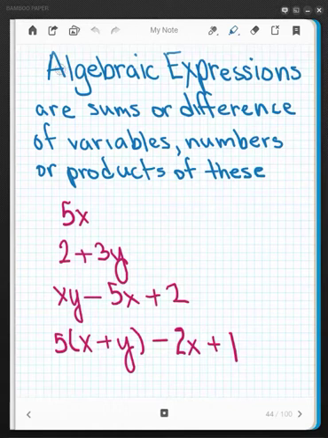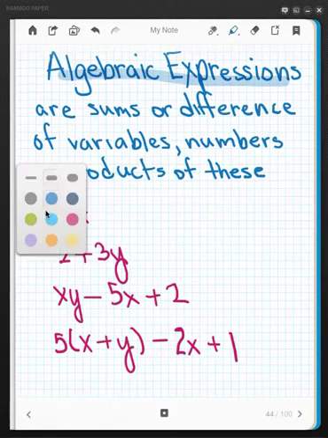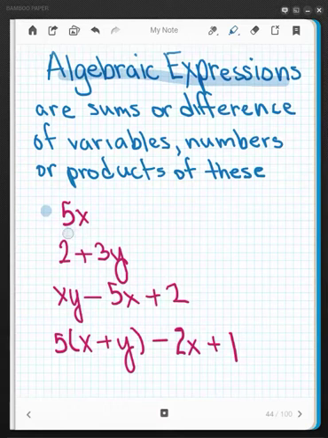Algebraic expressions are sums or differences of variables, numbers, or the products of these. What I've shown here are some examples of algebraic expressions. This first one is a really simple, basic idea of an algebraic expression. It's just a number multiplied by a variable. The second one is a little bit more complicated and is a number plus a number times a variable. In this algebraic expression, we have what we call two terms.